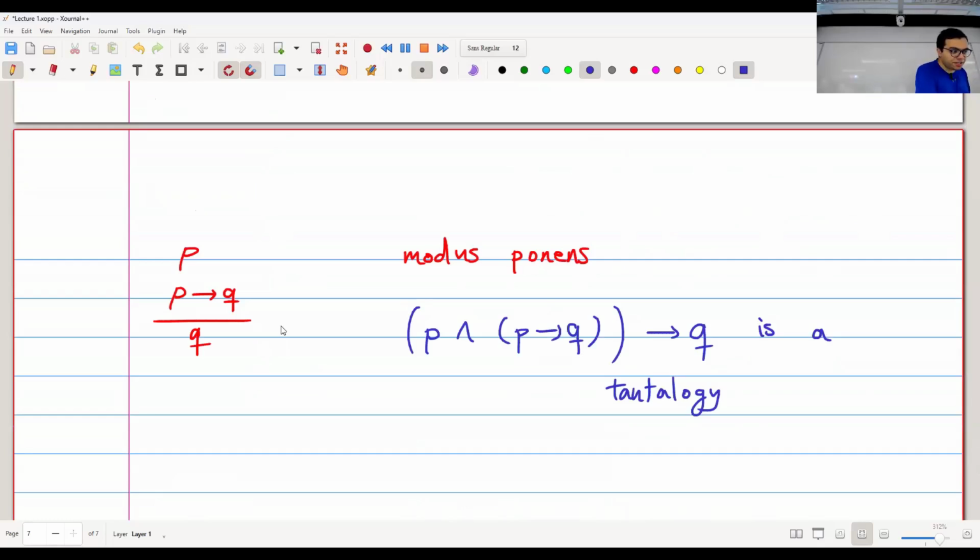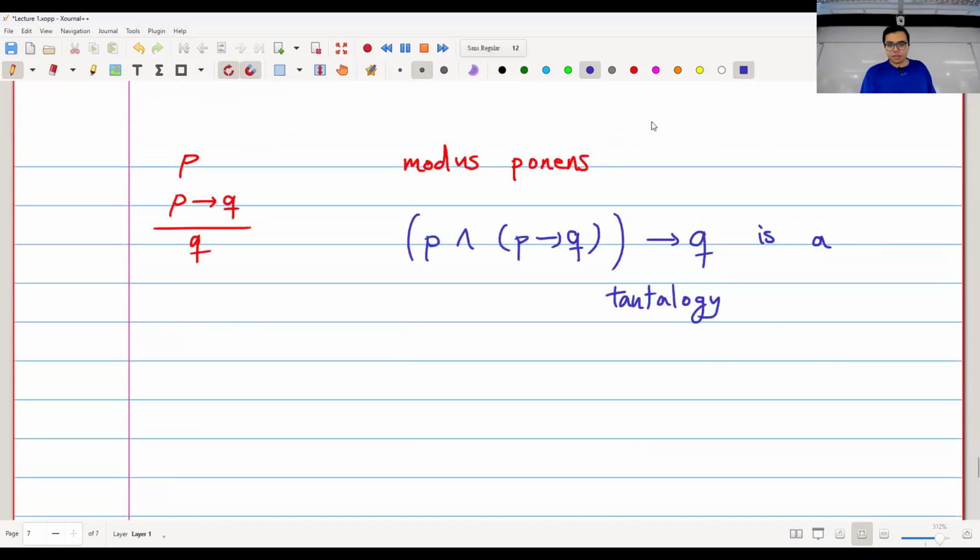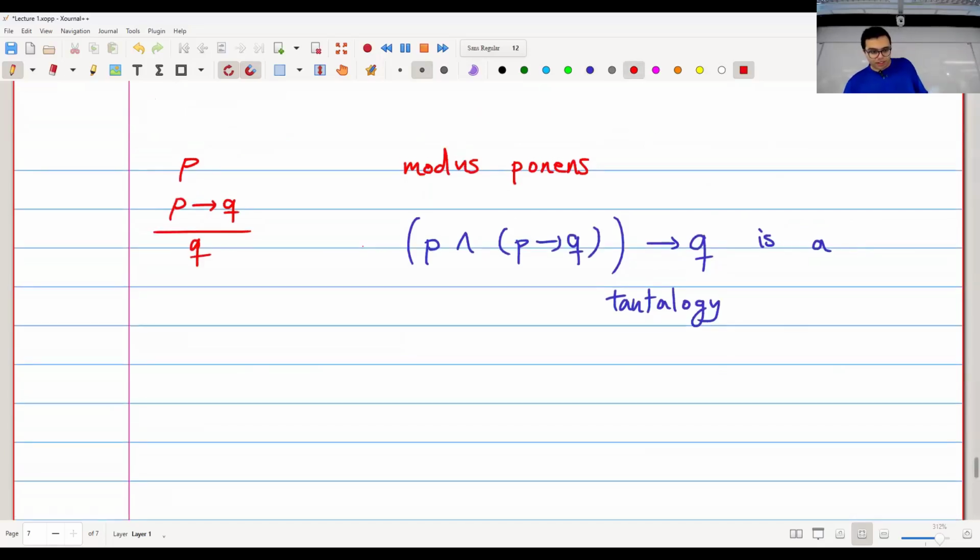Now, we can also have other things. But again, as I told you, these are not really necessary. So I can have this. If I have P implies Q and Q implies R, then P implies R. Okay. Again, all you have to do is to write it as an implication and show that it's a tautology, and then you can use it as a proof.